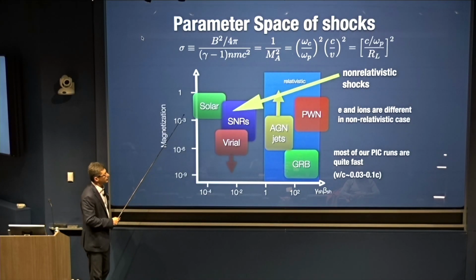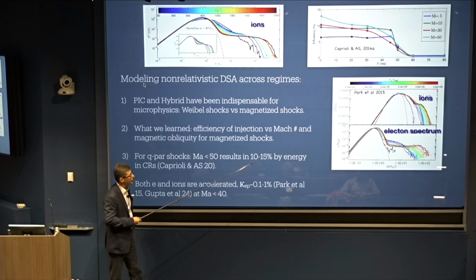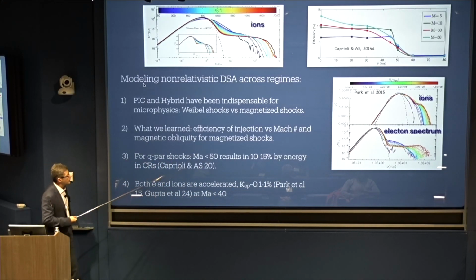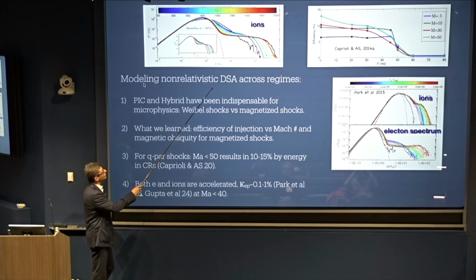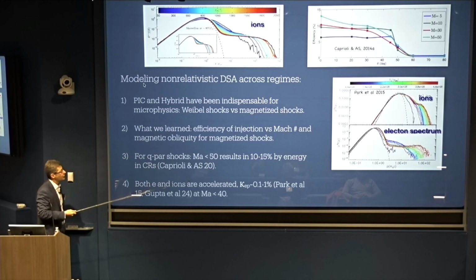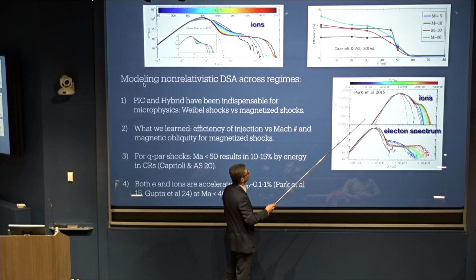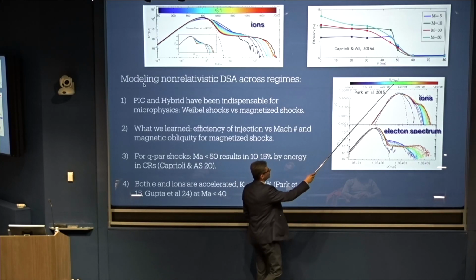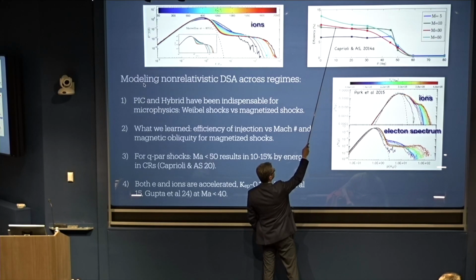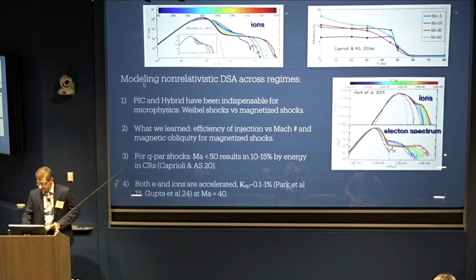OK, so for non-relativistic shocks, we have studied both acceleration of ions and electrons separately. And we've seen the DSA prediction come true. So this is the slope that the DSA predicts for the ion spectra. We also measured the efficiency of injection versus the Mach number and the inclination of the magnetic field. And you can see that oblique shocks don't accelerate much. As you get closer to parallel shocks, they start getting accelerated. So this is energy efficiency on the order of 10%.